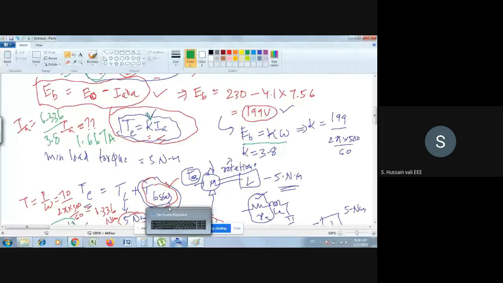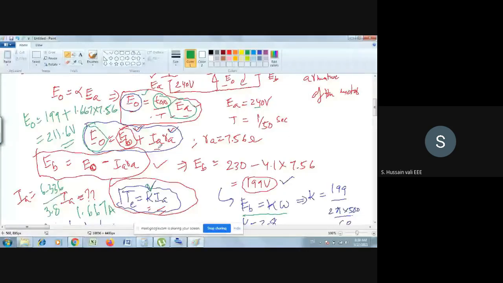T is equal to T by omega. So from that equation we find out the torque because of the loss, 1.336. Then we find out the total electromagnetic torque. Then we go back to the previous equation, that is electromagnetic torque, and we find Ia, which we got as 1.667. Then we substitute Ia in the actual equation for E naught, and we find the E naught value, 211.6.